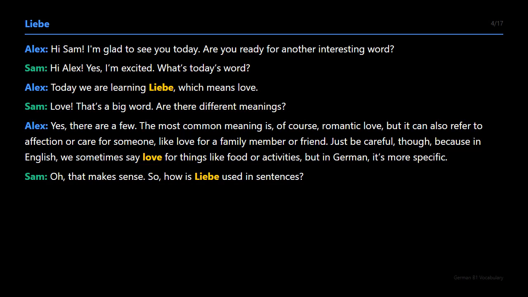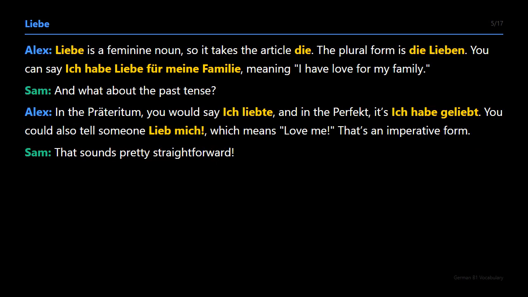Oh, that makes sense. So, how is Liebe used in sentences? Liebe is a feminine noun, so it takes the article die. The plural form is lieben. You can say, Ich habe Liebe für meine Familie, meaning I have love for my family.